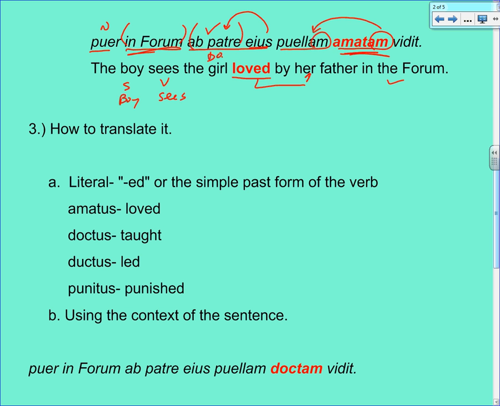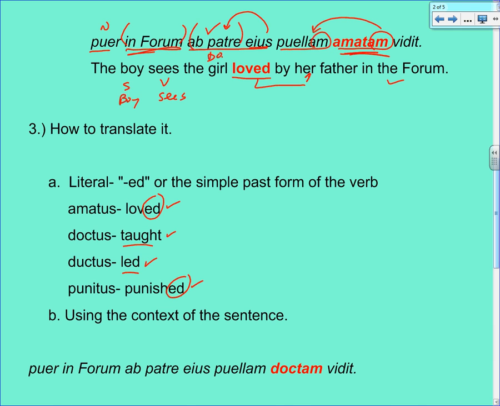How do I translate this guy? Well, you've seen me so far. The literal translation, I'm just adding ed, or the simple past form of the verb. So love becomes loved. Teach becomes taught. Ductus, which is lead, becomes led. And then punish becomes punished. You can see that I'm adding either ed or just the simple past form of the English verb. That's one way to translate it.